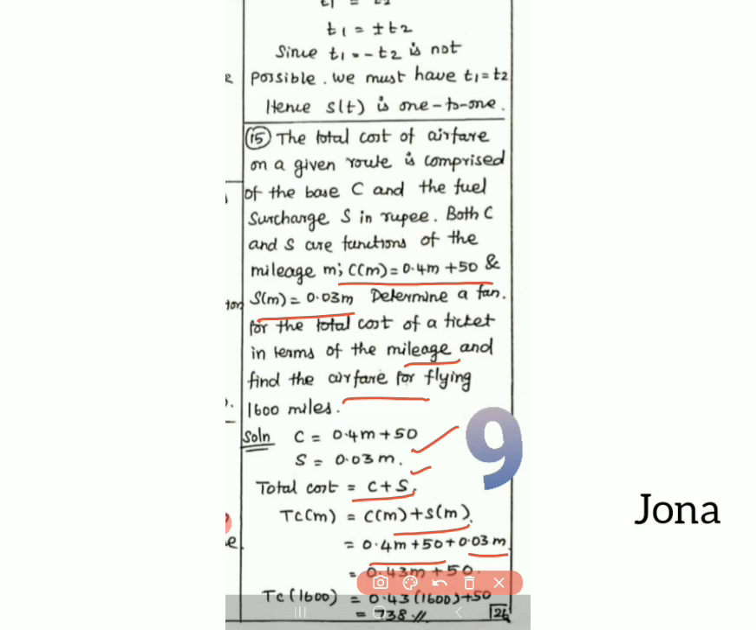This is the total cost of this. But we want to find the airfare for flying 1600 miles. So in this, instead of M, the miles, he has given 1600. Instead of M, I want to substitute 1600. Therefore 0.43 into 1600 plus 50. If we multiply and add 50 here, we get the answer: 738 rupees.